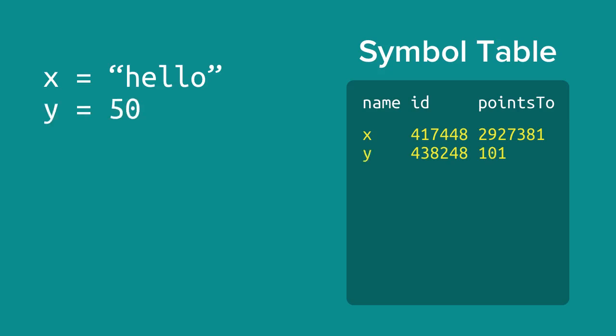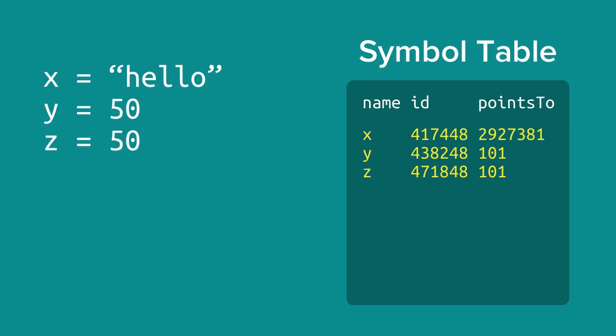Well, now let's do the next one. Let's go y equals 50. So we create another symbol, y, and y has an ID of 438248 on its own. And the number 50, because of how things work in Ruby, has an object ID of 101. So let's carry on a bit more.